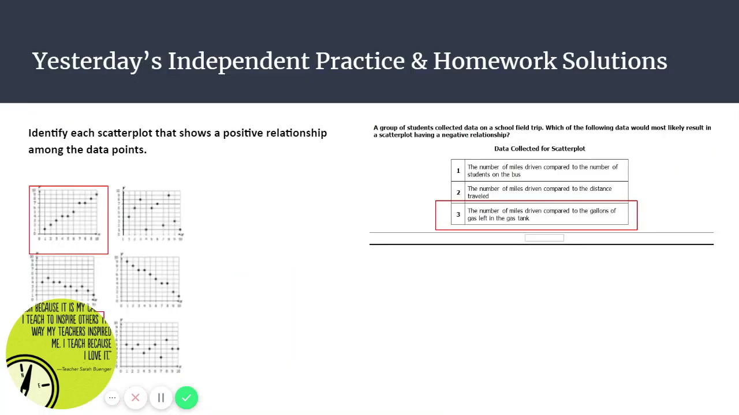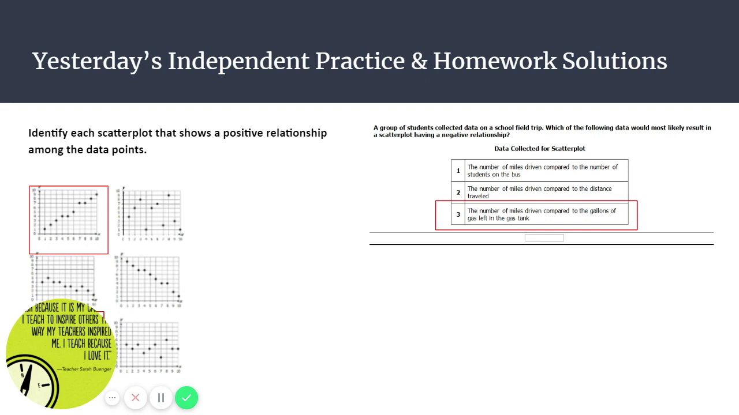Going over yesterday's independent practice and homework, the first question asks you to identify the scatter plot that shows the positive relationships amongst the data. That means you're having an upward trend in your data. So if you're looking at the left-hand side, the first one and the third one both have positive correlations because they're going up. The one that's in the middle on the left-hand side sort of has a negative correlation going down. If you're looking at the top right, there's no correlation because the points are scattered about. If you're looking at the second one on the right side, that is a negative correlation, and the one that is at the very bottom does not have a direct correlation because those points are scattered about as well.